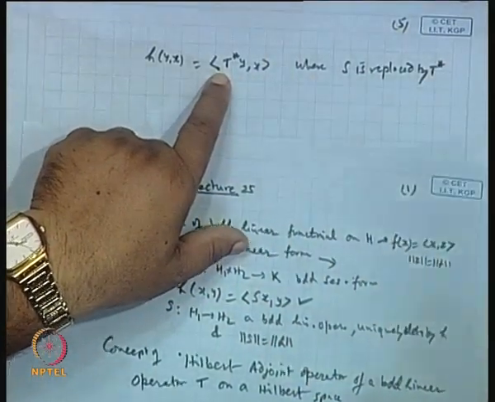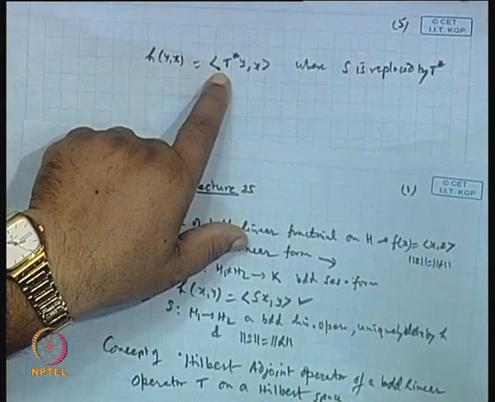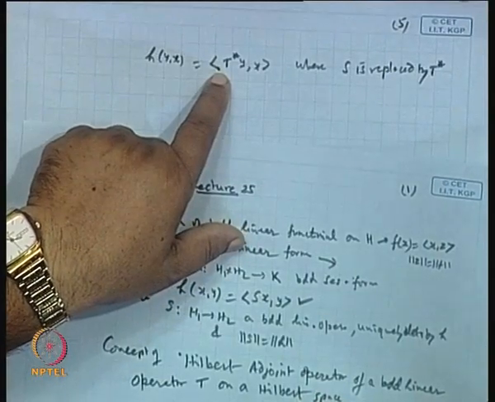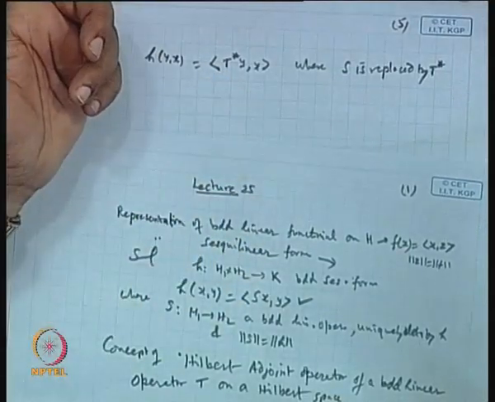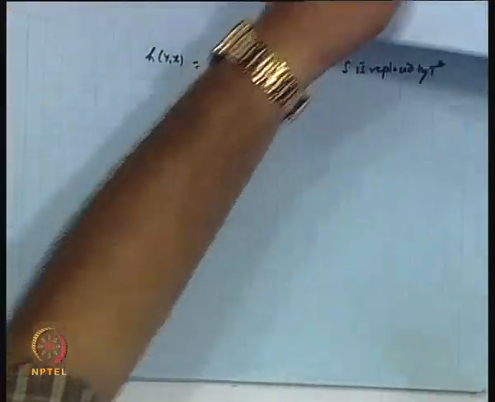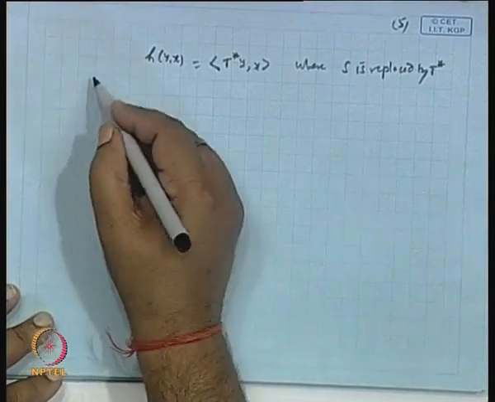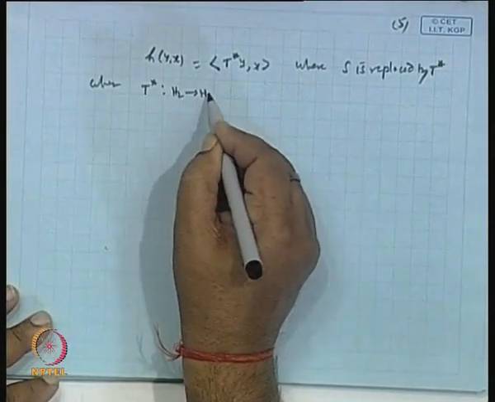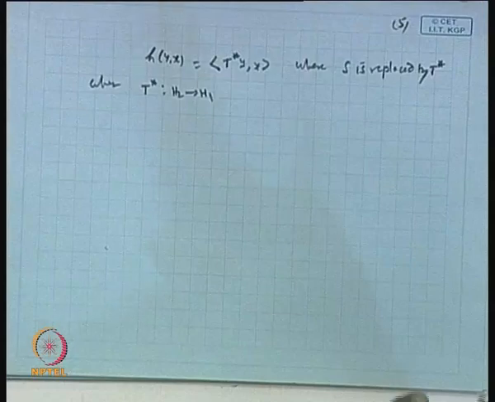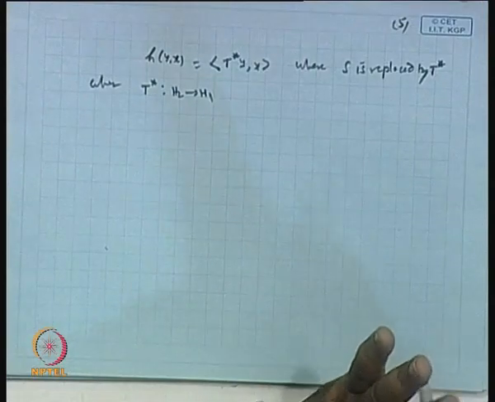Okay, but the domain of T star will be what? H2, is it not? And the range will be H1. So you can say that T star is a mapping from H2 to H1. Is it correct? It is unique.